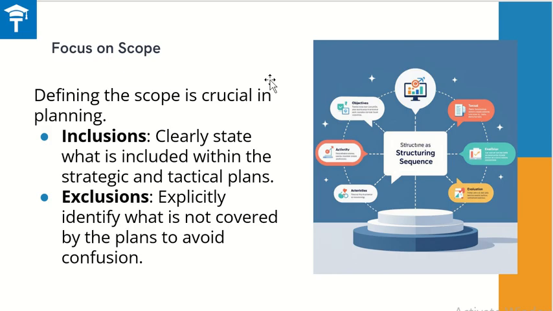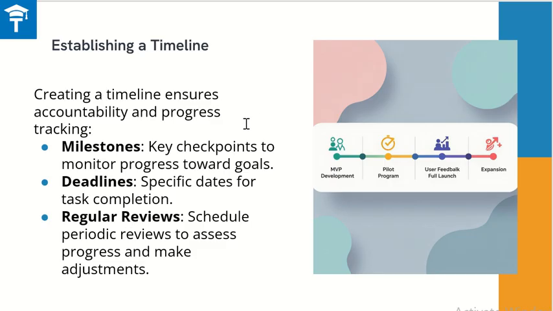The scope, whatever we are trying to get from the scope of either of the strategy, it's to define the scope. It is very crucial in planning because of the inclusion. It clearly states what is included within the strategic and the tactical plans. Then exclusion, explicitly identify what is not covered by the plans to avoid confusion. Very important. Then we have the establishment of the timeline.